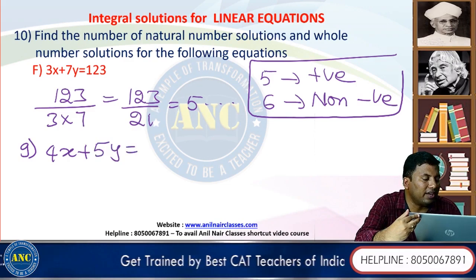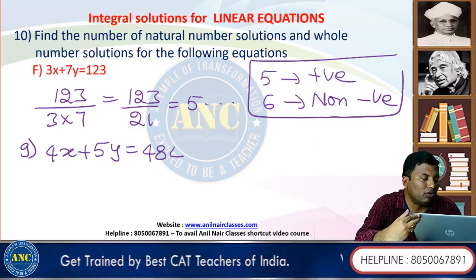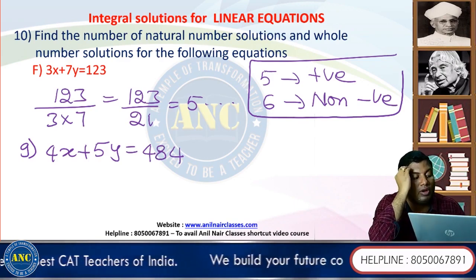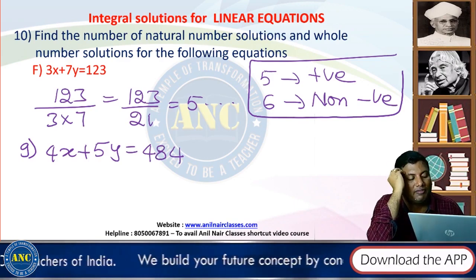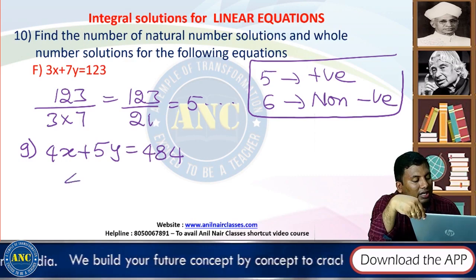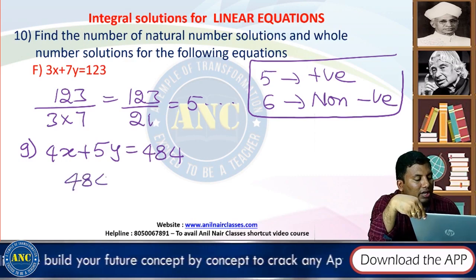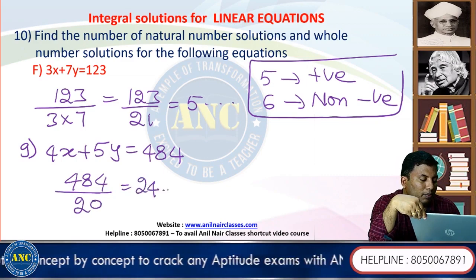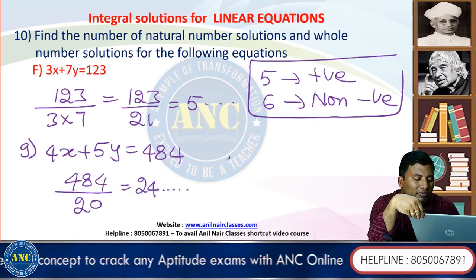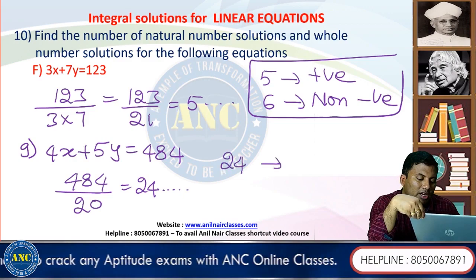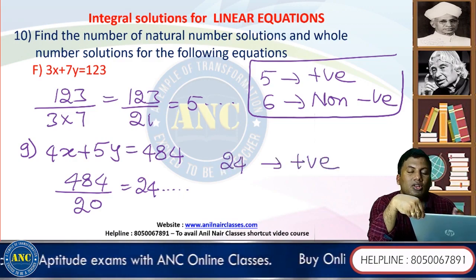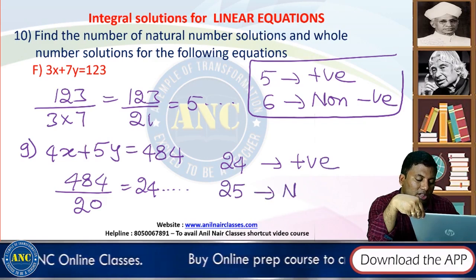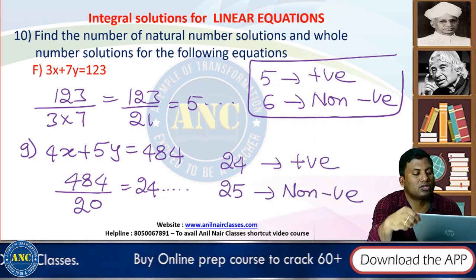4x plus 5y equivalent to 484. 4 is a factor of 484. 5 is not a factor of 484. So 484 divided by 20 is nothing but 24 point something. Ignore everything after the decimal. 24 is nothing but a positive integral solution. Add 1 to it. 25 is nothing but a non-negative integral solution.